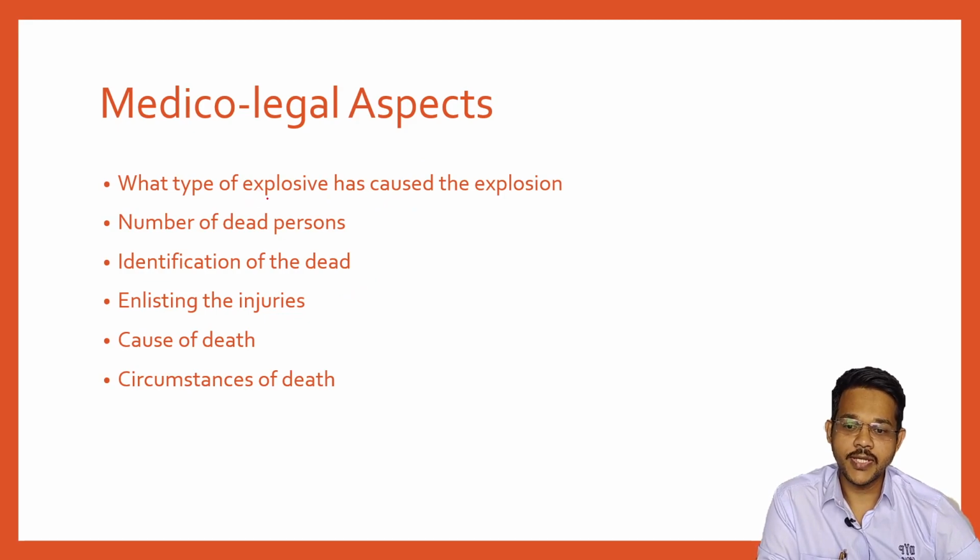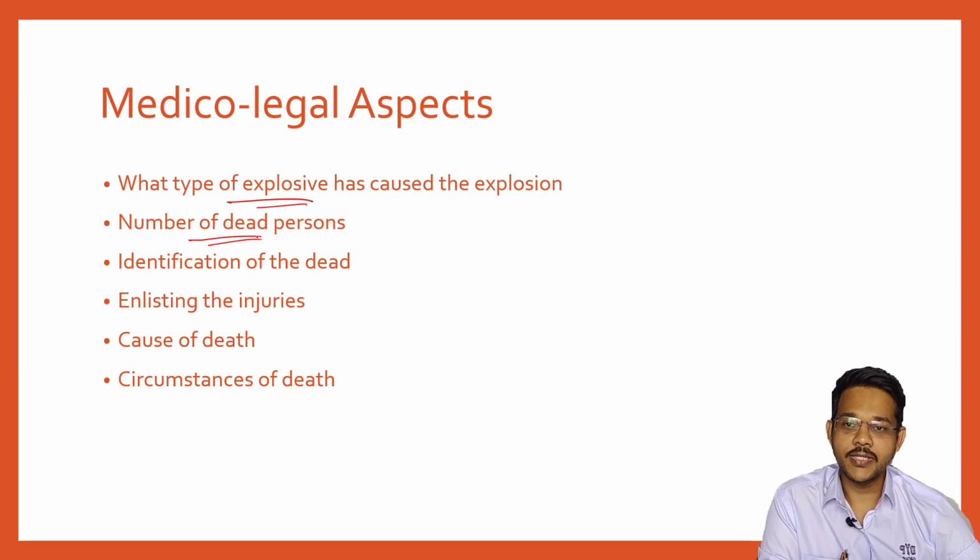Now, medical aspects of explosive injuries. First, we have to decide what type of explosion it was. Explosions may be of different types, may be artificially made by humans, or may be accidental, like a gas cylinder burst. So first we have to decide which type of explosion it was, and based on that, the injury will differ.